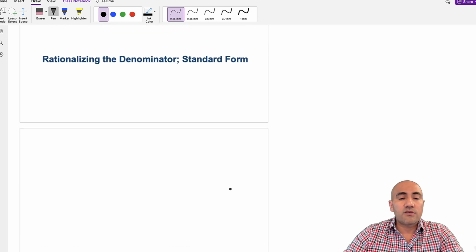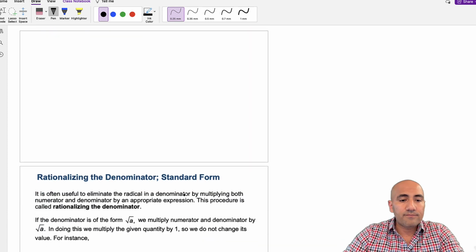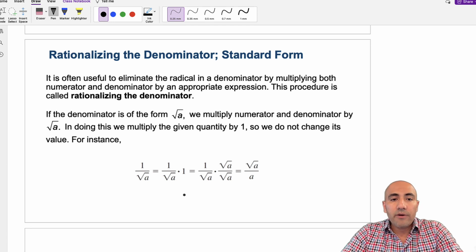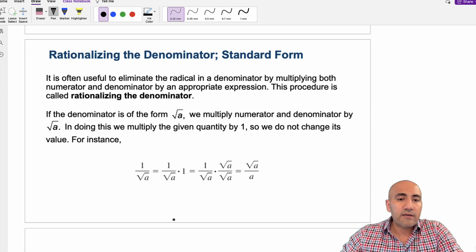Rationalizing denominators into something we call standard form. So it is often useful to eliminate the radical in a denominator by multiplying both numerator and denominator by an appropriate expression. This procedure is called rationalizing the denominator. So if the denominator is of the form square root of a, so again, by default, this means that there's an invisible 2 here. We're just talking about a square root of a. We multiply the numerator and the denominator by the square root of a.